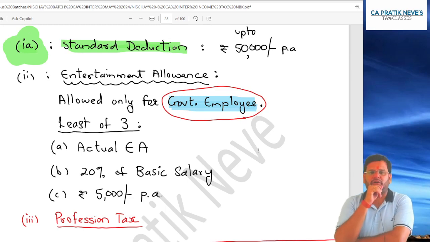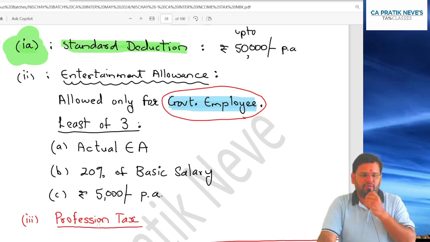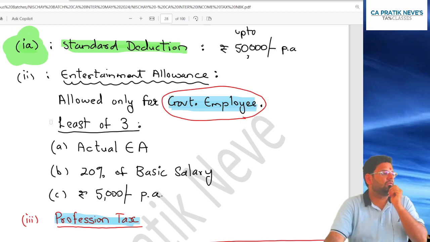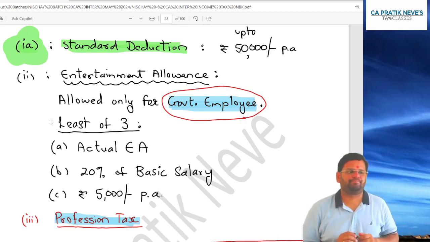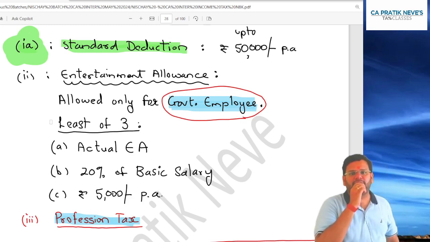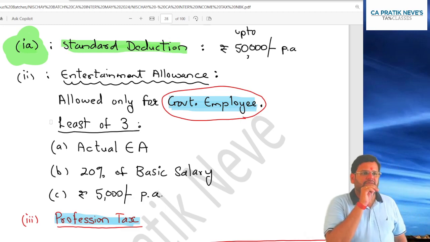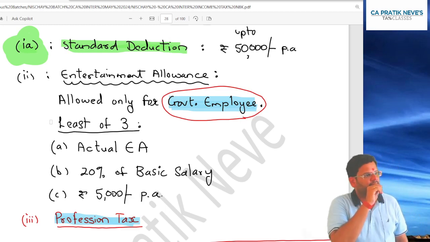And lastly, you have got profession tax, PT. I would like to repeat: entertainment allowance and profession tax deduction are not allowed if I go for 115 BAC. Is this all updated in your provisions and concepts notebook? Updated? All these things? 100%.